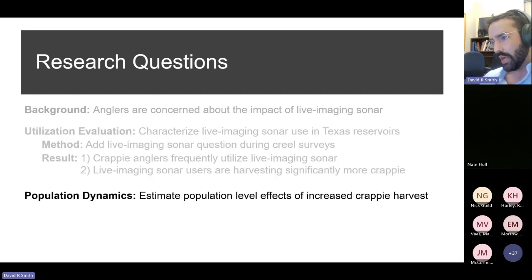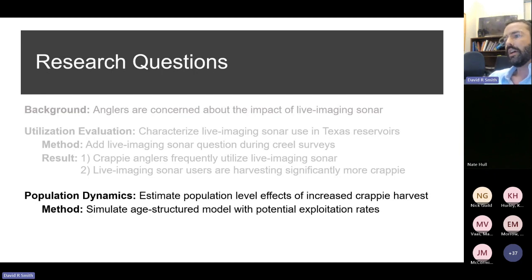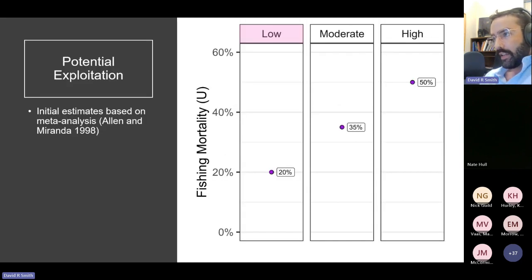We want to take things one step further and estimate population level effects relative to this increased crappie harvest, and the way we did that was through simulating an age-structured model with potential exploitation rates, which we derived from the harvest differences between users and non-users. So ideally, we would have known what fishing mortality looked like before the implementation of live imaging sonar. Unfortunately, that data is not available.